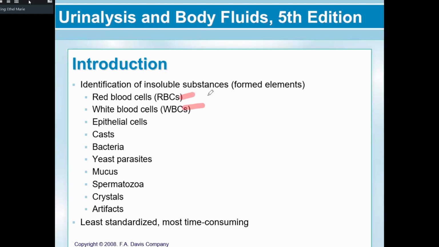Okay? Like for example, in pyelonephritis or your upper UTI. Okay? So, values of, for example, 0 to 2 for your red blood cells and white blood cells, normal pa yon. Okay? Normal pa rin yon.